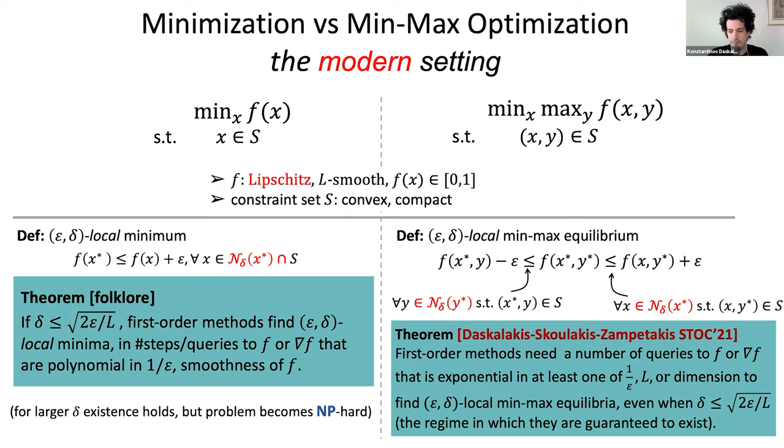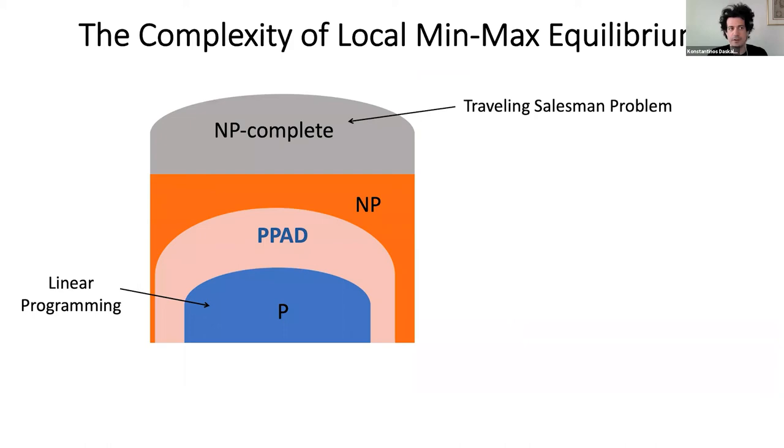All right, so to put the complexity theoretic result into context for those who haven't seen PPAD before, this new class that I'm introducing here. PPAD is a complexity class that was introduced in the 90s by Christos Papadimitriou, and it lies between P and NP. As you know, P contains problems like solving linear programs. NP contains a lot of problems, including the traveling salesman problem.